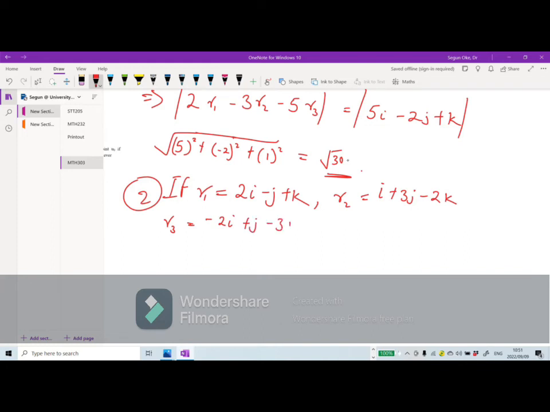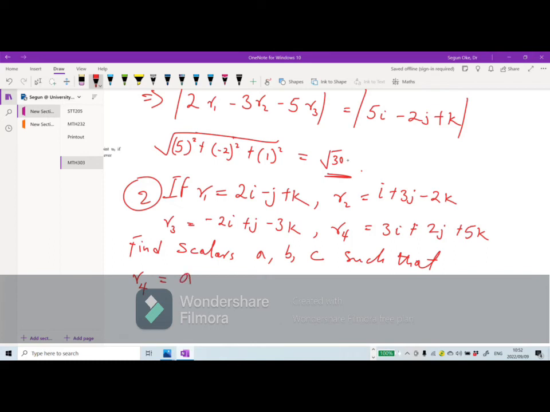Okay. So the question says, find scalars A, B, C such that R4 is equal to A R1 plus B R2 plus C R3.